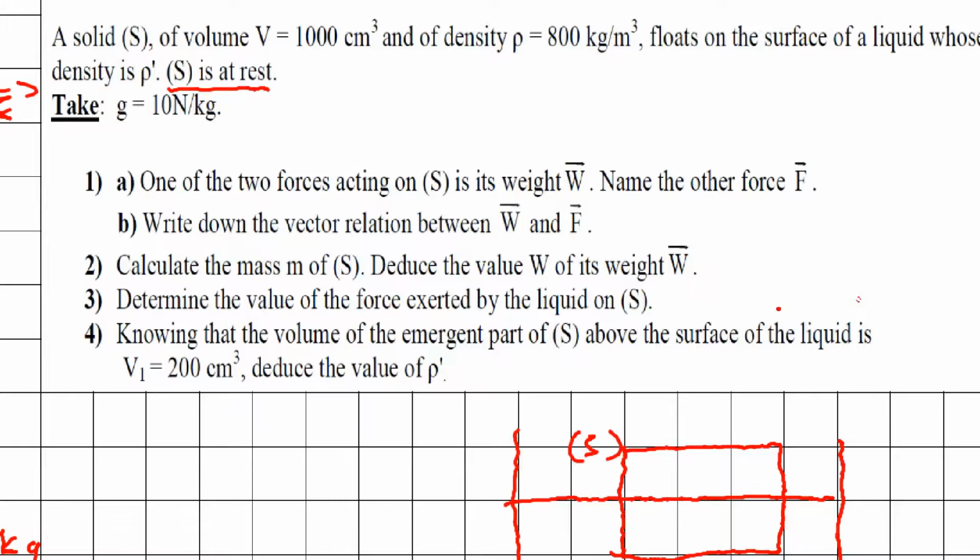Now number 3, determine the value of the force exerted by the liquid on S. And here, they are not referring to the force as the Archimedes upthrust, because they already asked us in part 1.a to name the force. So here they are referring to the physical definition of the force, which is the force exerted by the liquid on S, which is the Archimedes upthrust.